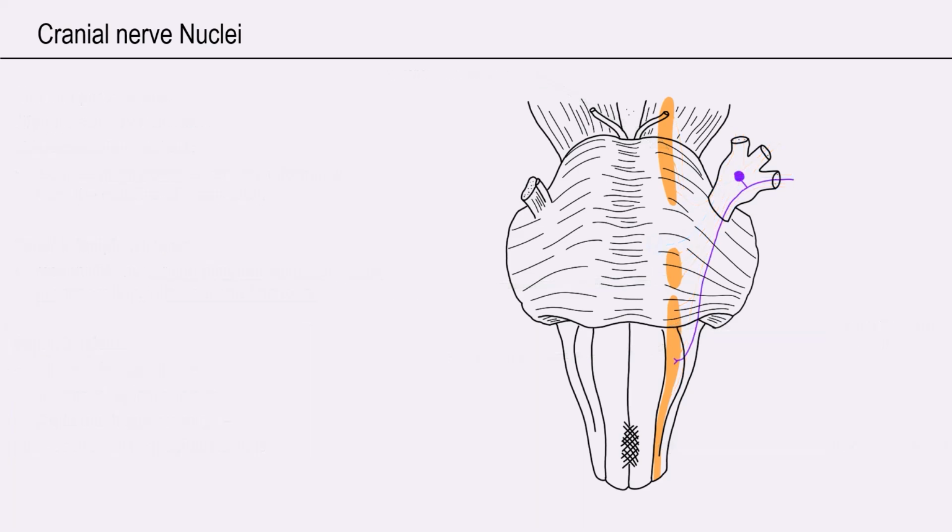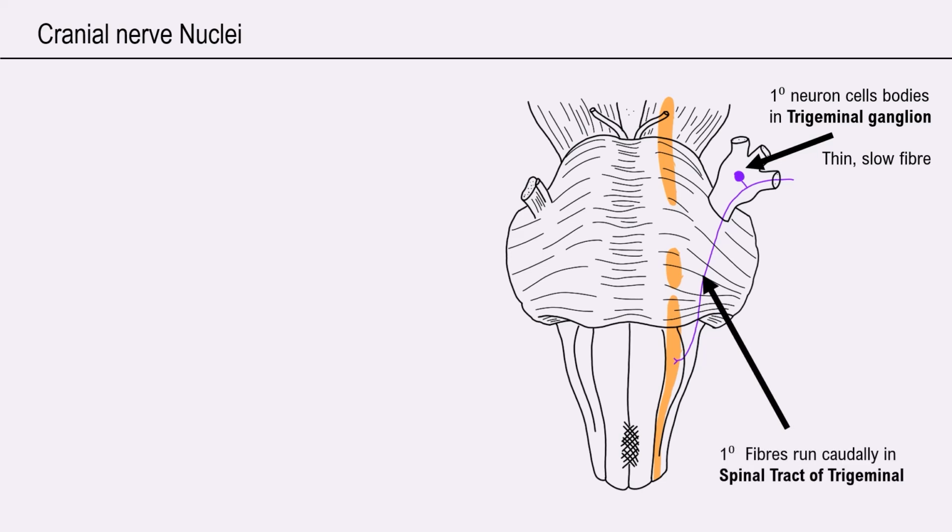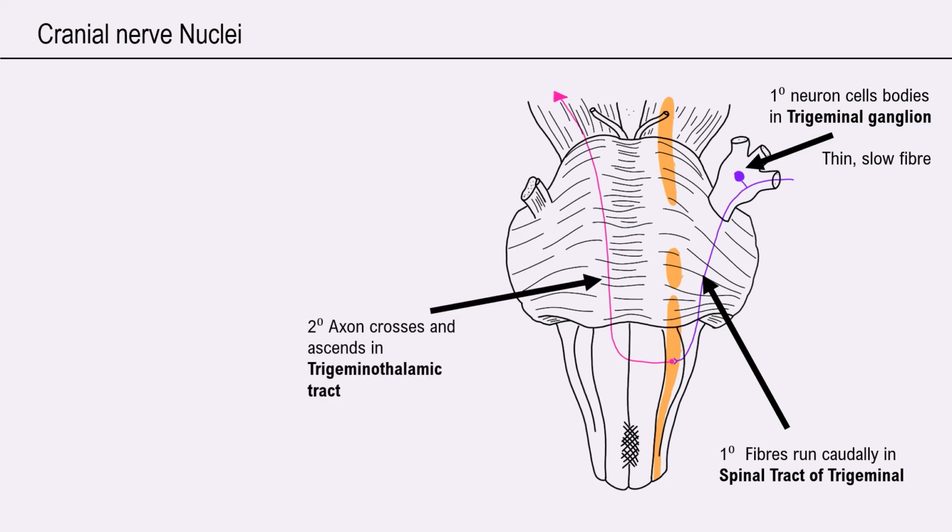The first order neuron enters at the trigeminal ganglion, in this case from the mandibular branch, but it could be from any of the three branches. The axons then run caudally in the spinal tract of the trigeminal. They then synapse with the second order neuron within the spinal nucleus of the trigeminal nerve. These axons then cross over the midline and ascend in the trigeminothalamic tract and travel towards the thalamus.